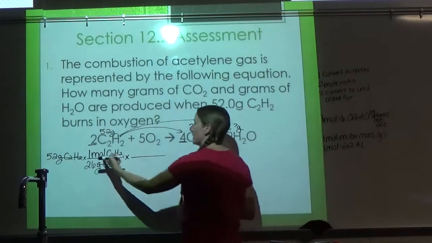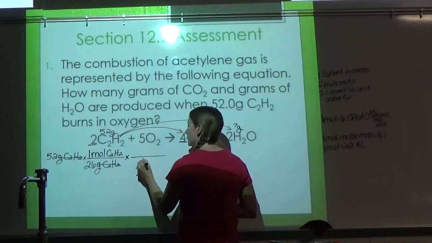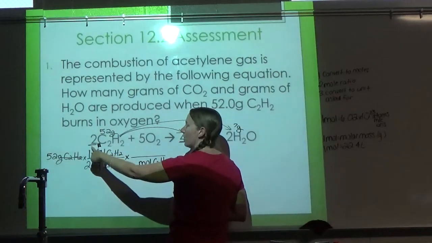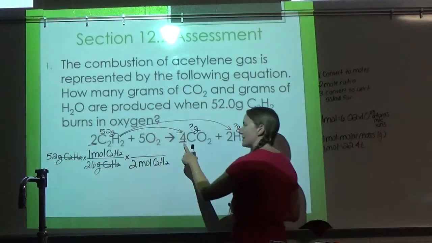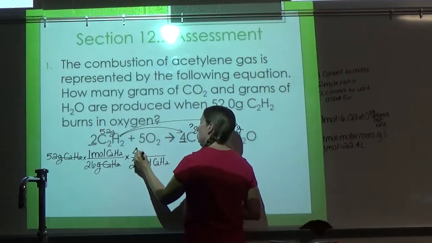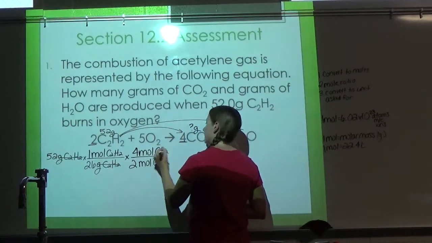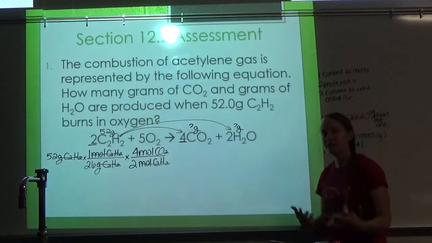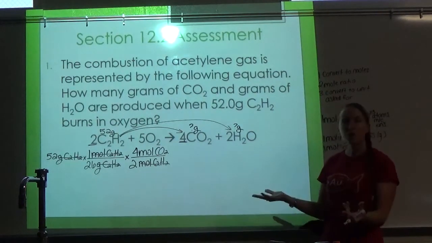So I'll look at my golden rule. Moles of C2H2 is going to go on bottom. And so I'll look at how many. It's going to be 2. And that's going to equal 4 moles of CO2. So moles of C2H2 cancel. So see, as I'm not explaining so much, we can go through these a little bit quicker.